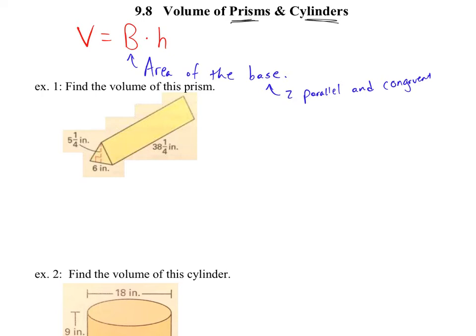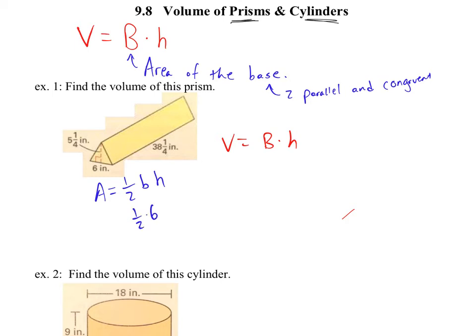Okay, so the H, I'll get back to the H. All right, so we need to find the area of the base. So I want to say volume, for example 1, capital B times H. So we need to find the area of that triangle, agreed? One-half lowercase b times H. So area of a triangle is one-half lowercase b times H.